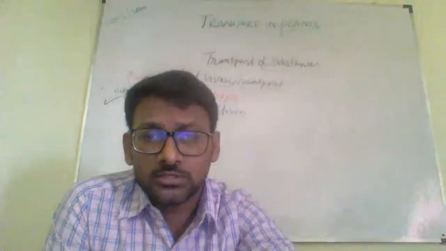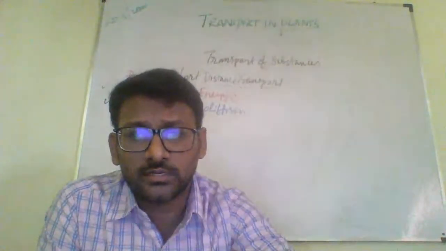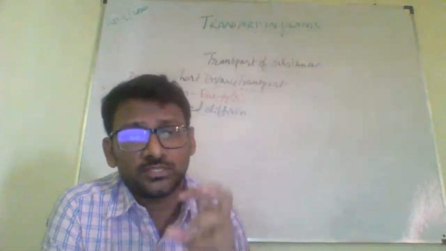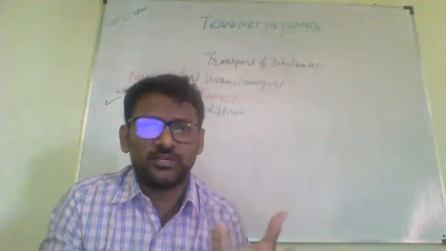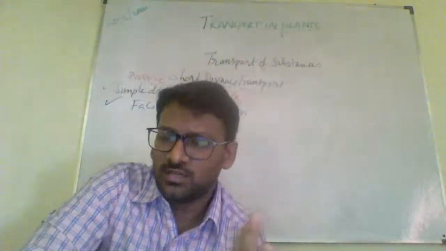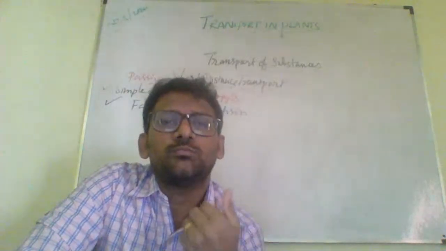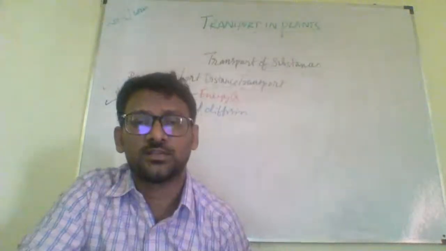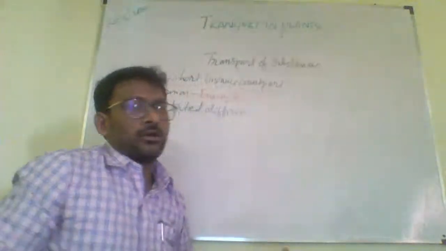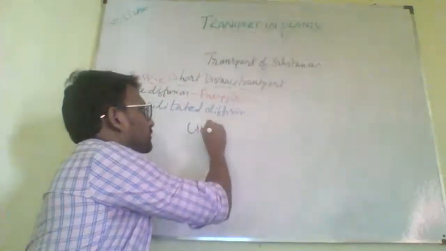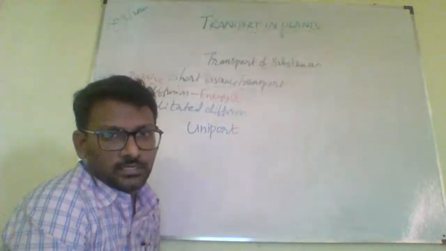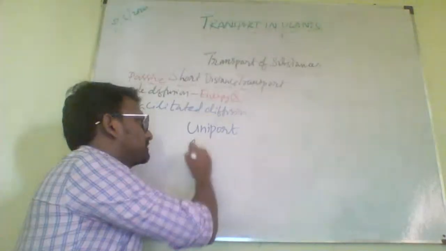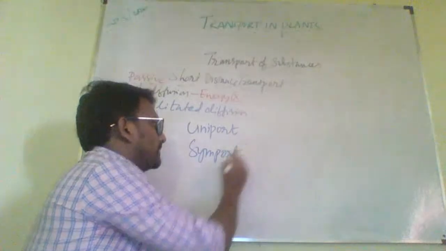Great, fine. Within facilitated diffusion, we have protein-mediated transport, which means either carrier proteins or channel proteins. But how are the molecules moving? What are the modes of movement through these proteins? They can be of the following: one is uniport, and we have symport and antiport.